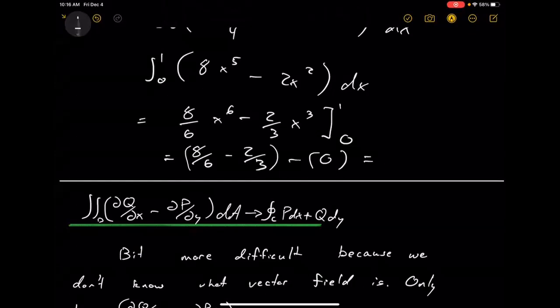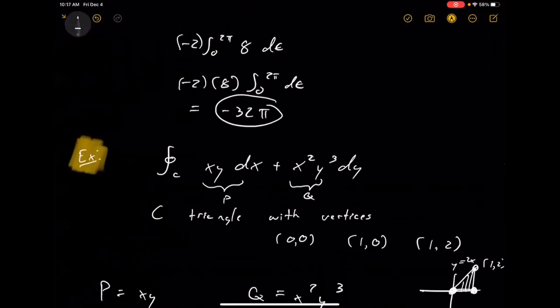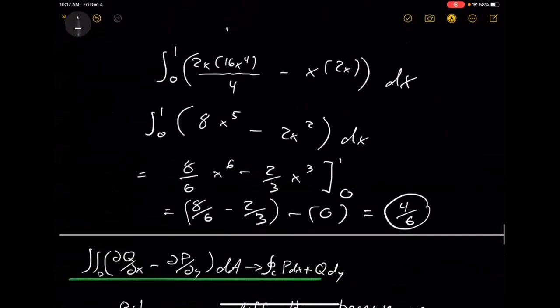Let's see, 8/6 minus 2/3. That should just be 4/6. And this, I took this from the book. Let's make sure I'm on the right page, that I'm doing things correctly. Okay, this is number 3 from the book. 4/6, which is equal to 2/3. Correct. All right.